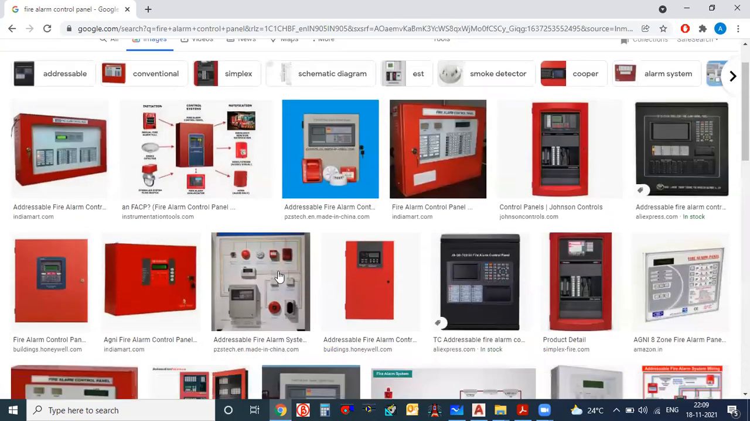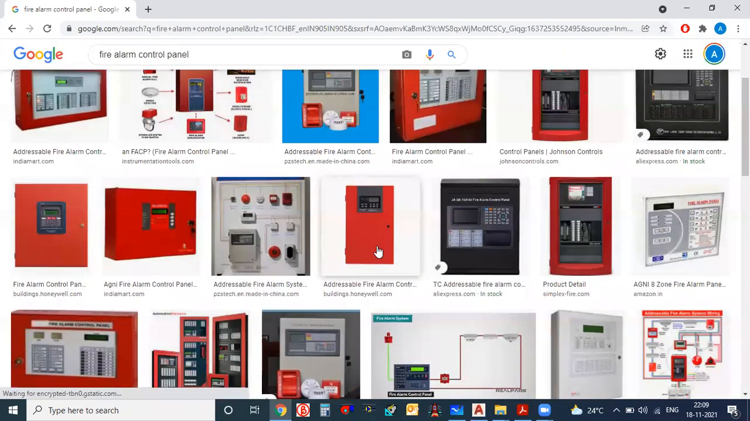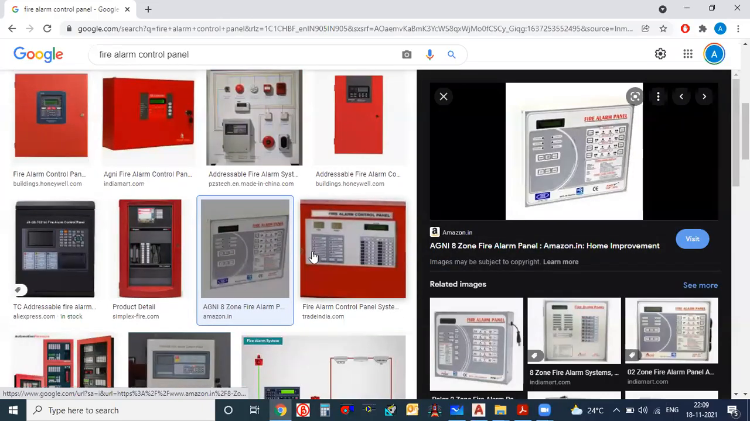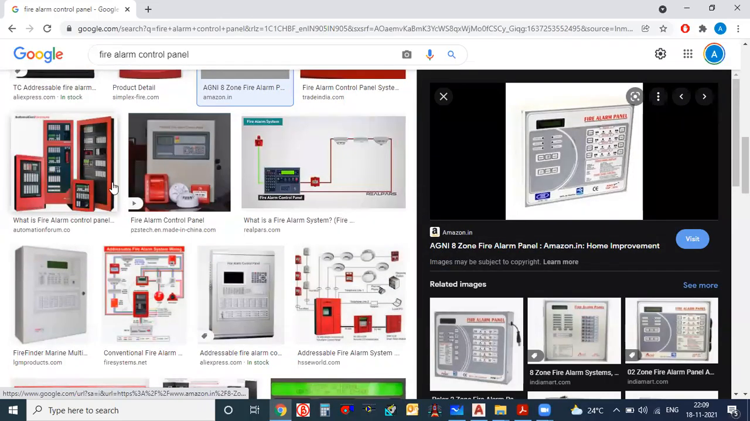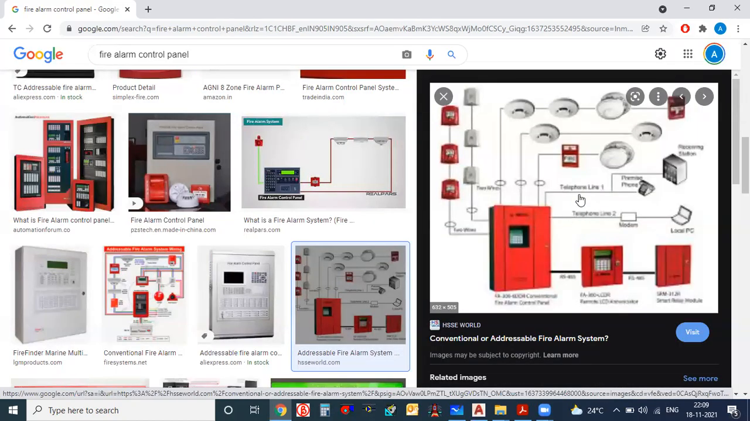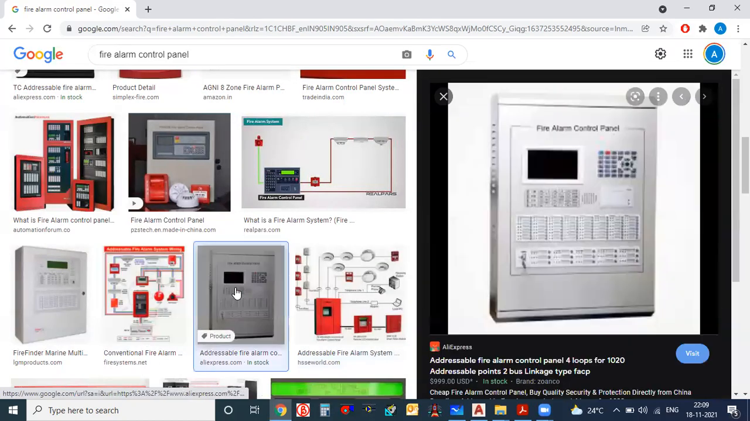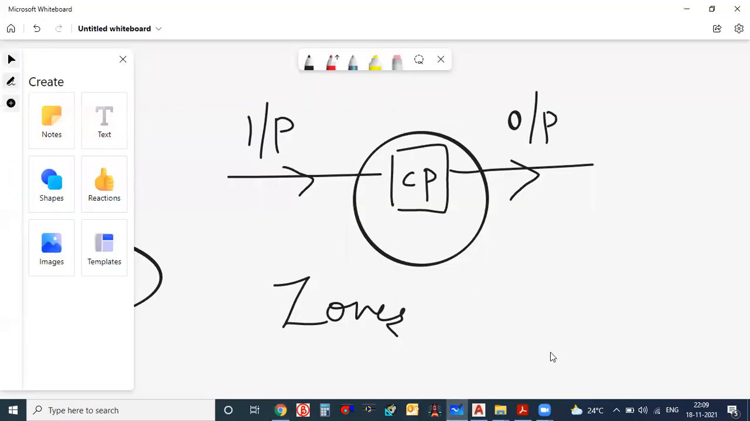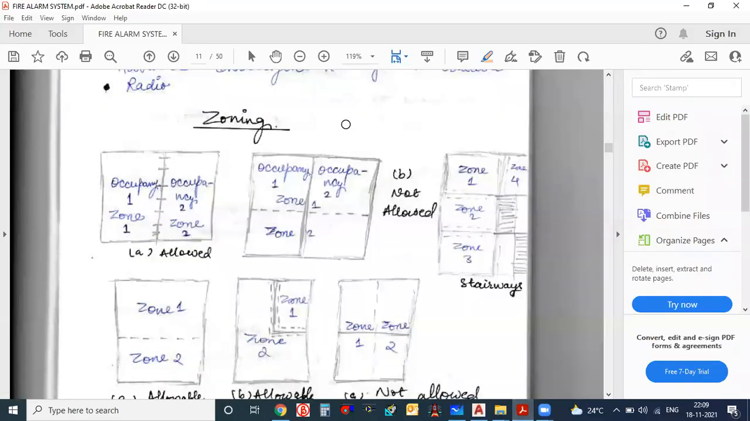I am just checking whether it is given anywhere. See here it is written 8 zone fire alarm panel. Sometimes it will be written as loop also, 16 loop, or anything. Here it is not written. Here also, see, 4 loops. Sometimes zone, sometimes loops. It will be written. So the zoning is very important in a fire alarm system.